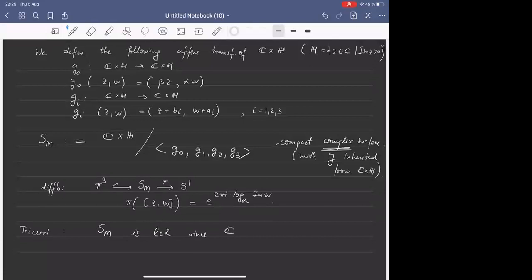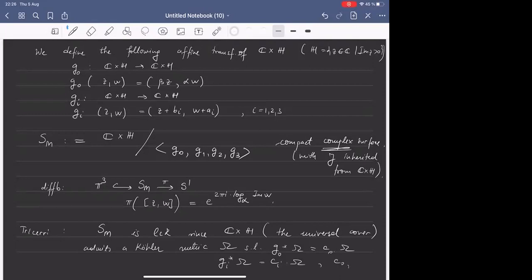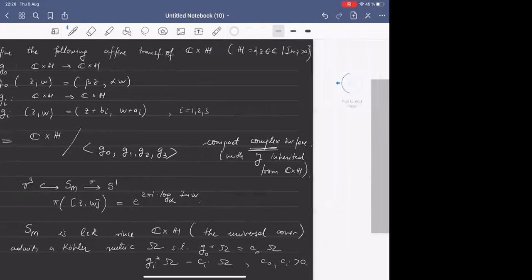since C times H, being the universal cover, admits a Kähler metric omega such that the pullback of omega via G0 is a constant times omega, and the same with the other ones. G_i star of omega is some C_i times omega, where C0, C_i are some positive numbers. Okay, this can be seen in a very explicit way, and this is what Tricerri gave.